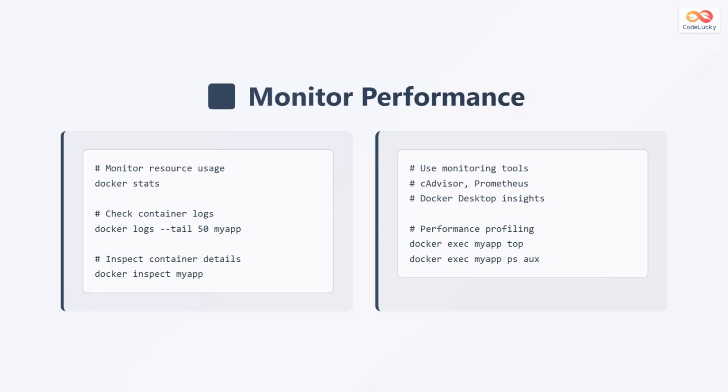Consider using dedicated monitoring tools like cAdvisor or Prometheus for more advanced monitoring capabilities. Docker Desktop also provides insights into container performance. For performance profiling, you can use tools like top or ps aux inside the container to identify resource-intensive processes.